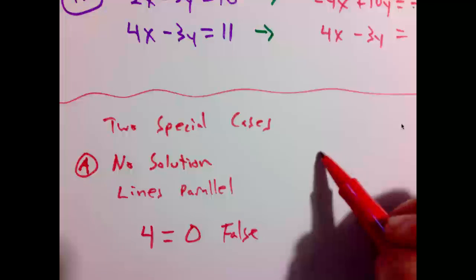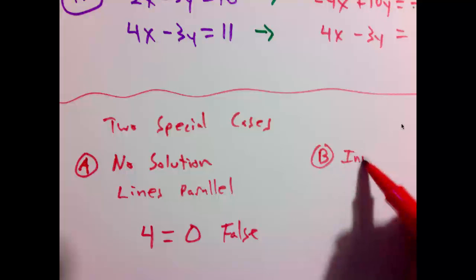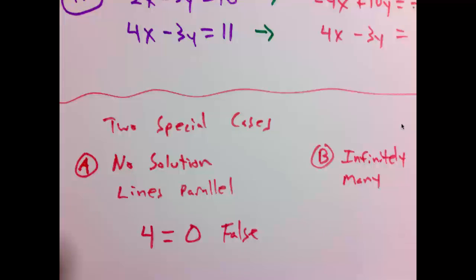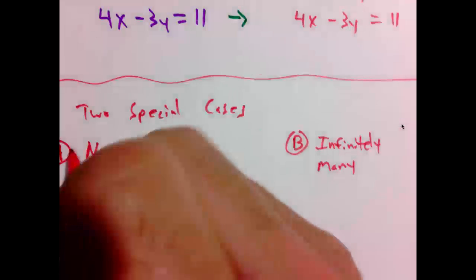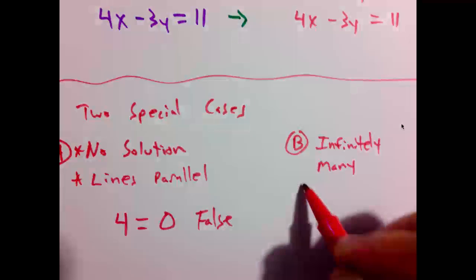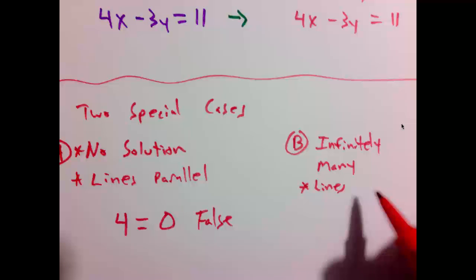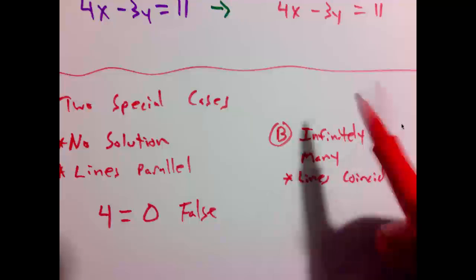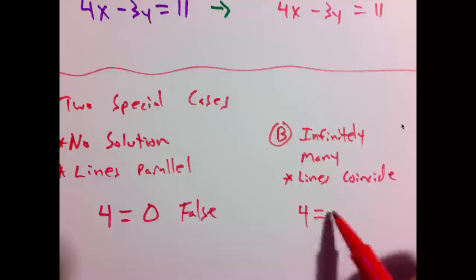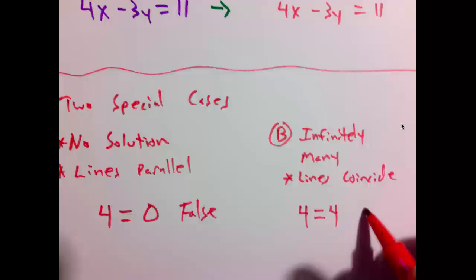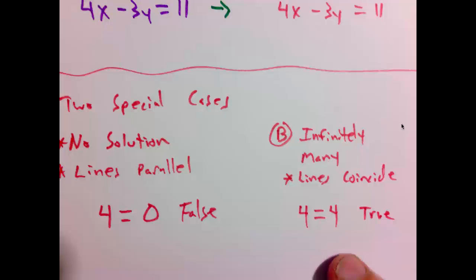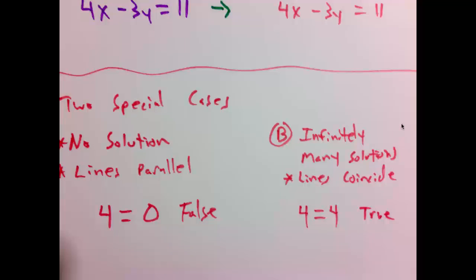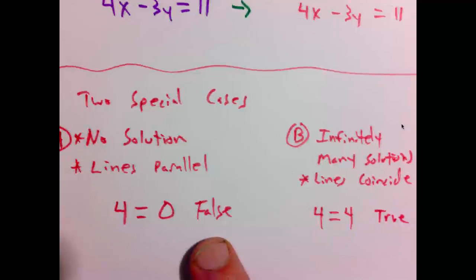The other special case, case B, is infinitely many solutions. And we get that whenever the lines coincide. Whenever you do your eliminating here, you're going to end up with some true statement: 4 equals 4, some true statement. In that case, you're going to know that there are infinitely many solutions. So these are the two special cases that you may run into with the rest of the assignment.